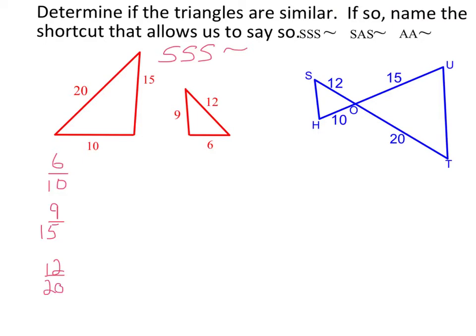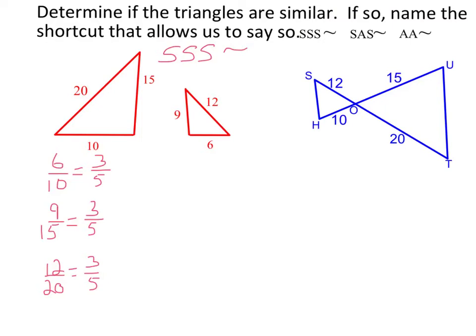All we're going to do is reduce those. 6/10 reduces down to 3/5, right? 2 goes into each of those. Then the 9/15 reduces down to 3/5, and another 3/5. Seeing as our three ratios are the same, 3/5 for all three, that means they are similar, and our shortcut is side, side, side similarity.